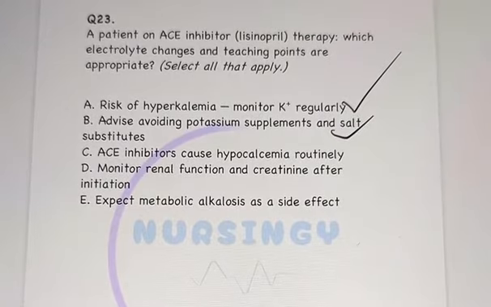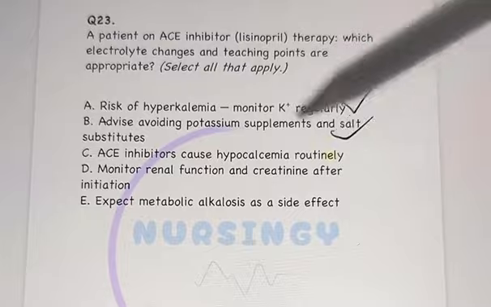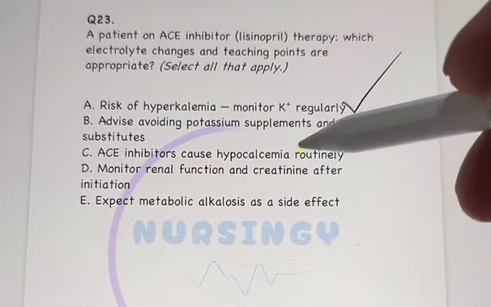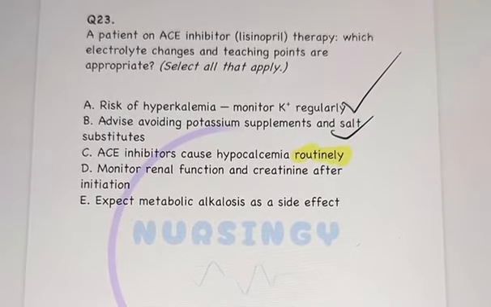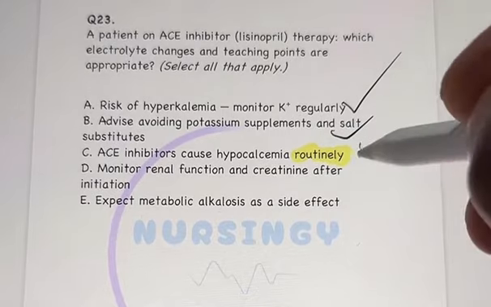What about C? ACE inhibitor causes hypocalcemia routinely. This is the key word again. You don't need to know what they cause and how, but when it says routinely, this always puts a question mark in my mind, like okay, this is something fishy. It's not typically associated with calcium level anyway, so they are not going to do that routinely.